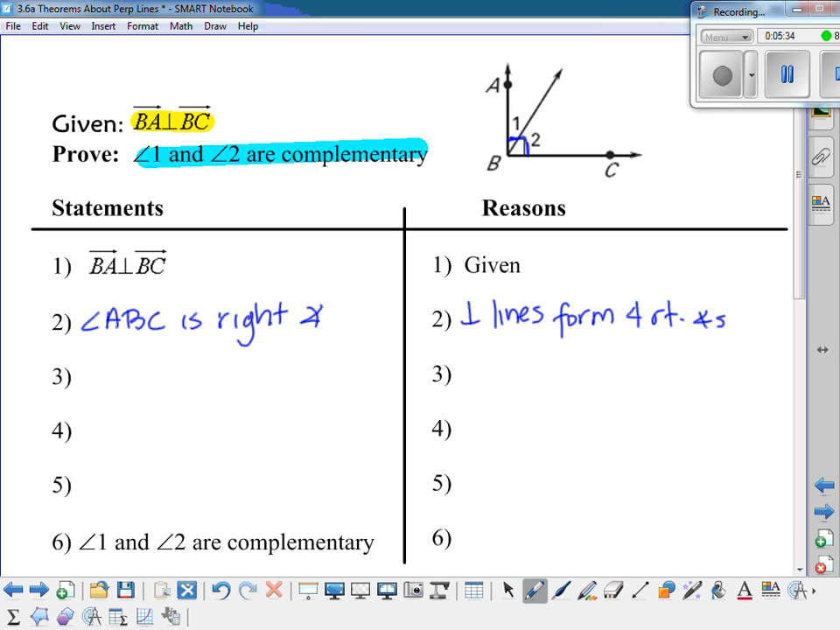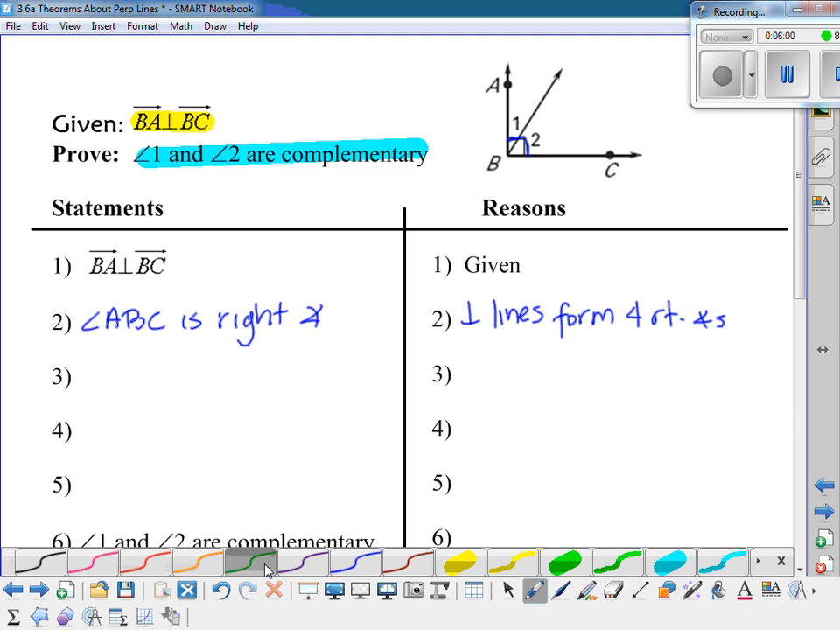Okay, so let's think about where we're going. If angle ABC is a right angle, then that means it equals 90 degrees. And since 1 and 2 are the two pieces of that angle, then they should add up to 90 degrees, which is what it means to be complementary. So that's where we're going with the proof. We're going to start off saying that the angle is 90 degrees. We're going to use the angle addition postulate and then substitute.